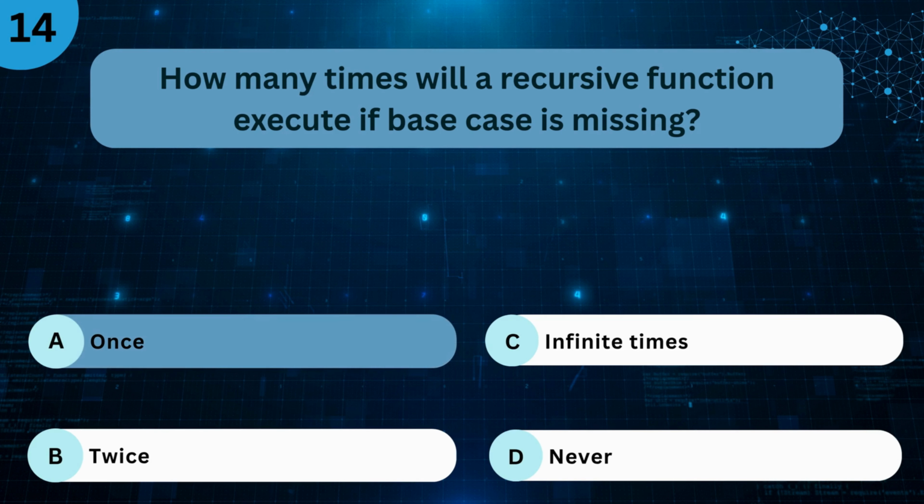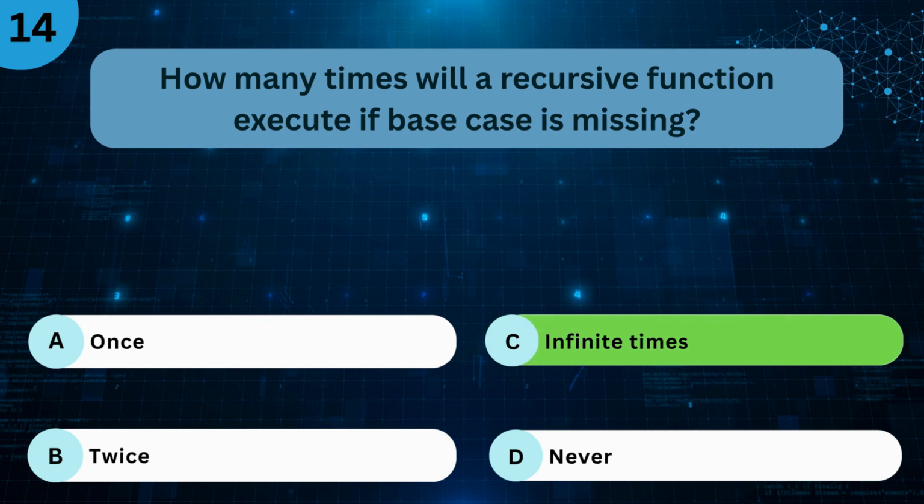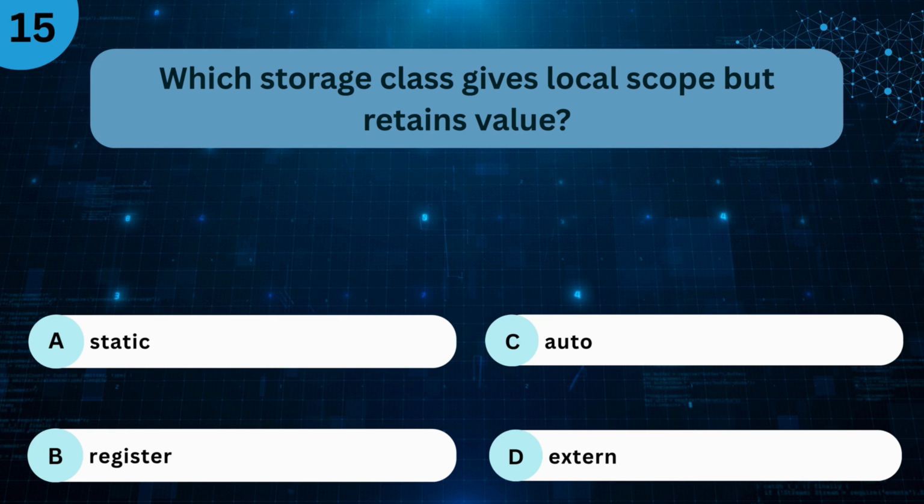A. Once. B. Twice. C. Infinite times. D. Never. The right answer is C. Infinite times. Which storage class gives local scope but retains value?